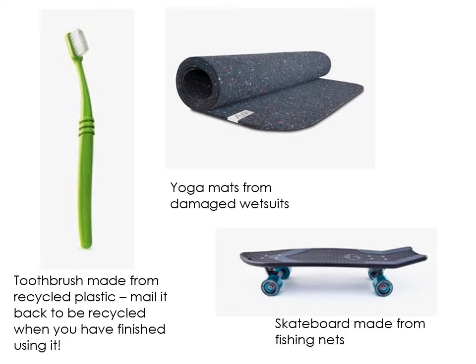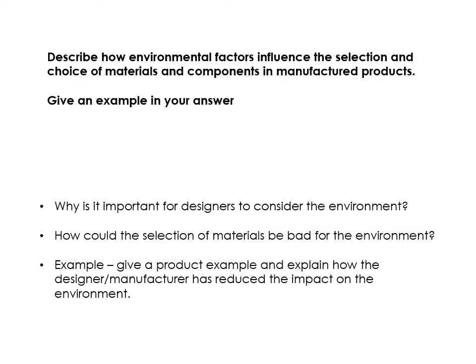You might be thinking, well, what kind of question might come up? And here's an example of a type of question that could come up. And this one could be about a 3-mark question. Describe how environmental factors influence the selection and choice of materials and components in manufactured products. Give an example in your answer.